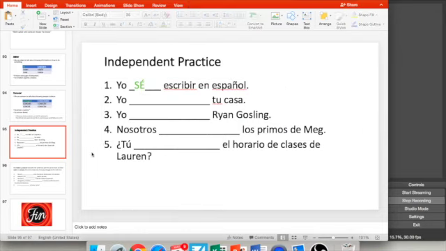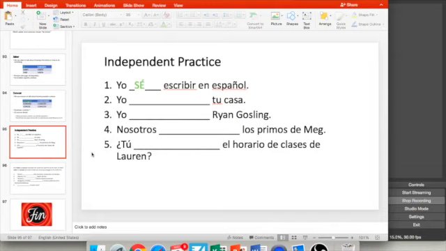Look at another example. Number two says that yo blank tu casa. I know your house. Well, in this case, is your house information, people, places, or how to do something? Your house is a place. So for places, which one do I use?